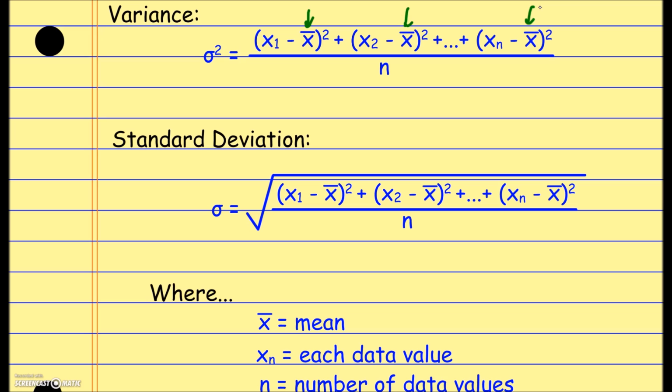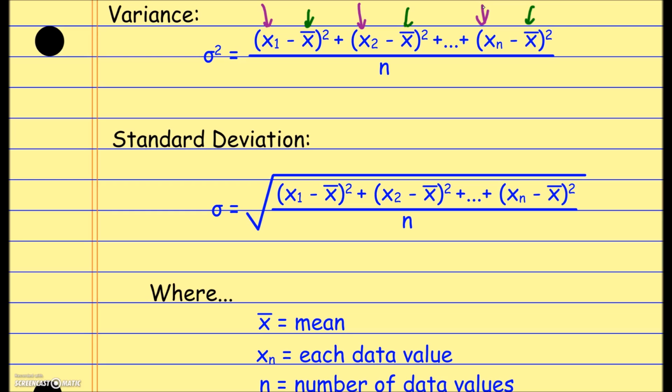Okay, x sub n is each data value. So when we see something like x sub 1, we're saying, all right, the first data value. X sub 2 is the second data value, the third data value, the fourth data value, and so on and so forth. And that's why that dot dot dot is there. We don't know how many data values we have until we get an example. We just use each of them. All right, and then n is the number of data values.